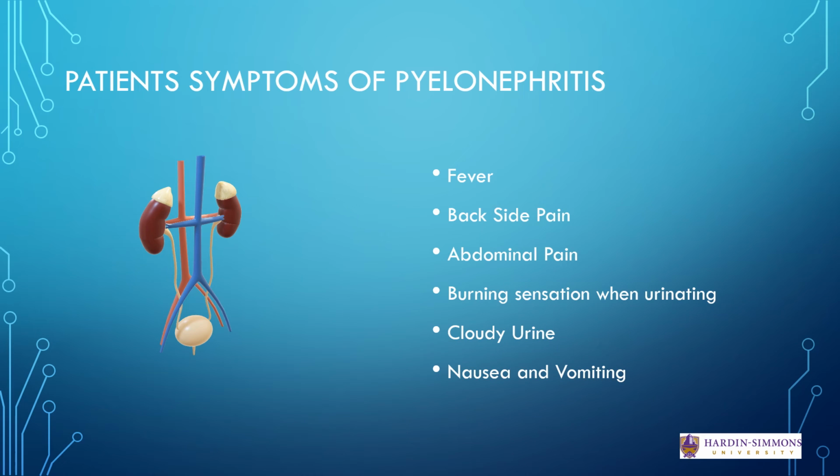So some symptoms of pyelonephritis are fever, backside pain, abdominal pain, burning sensation when urinating, cloudy urine, nausea, and vomiting. So you'll see, like with fever, you get a fever due to the infection, so your white blood cells in your body are trying to fight off the infection, and that induces a fever.